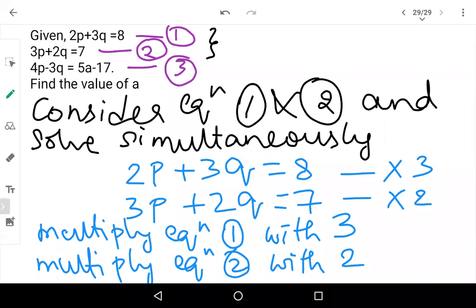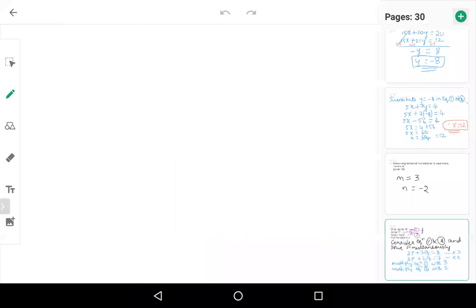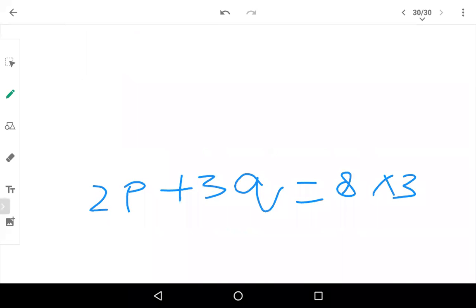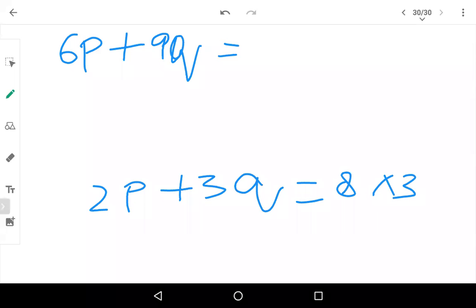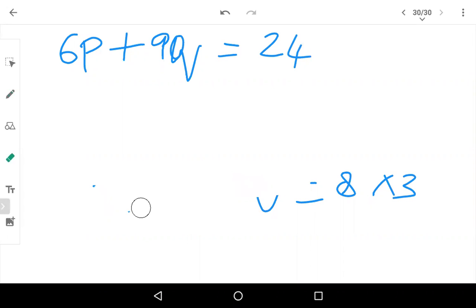Okay. Now let me add a new page here. So what is the first equation? 2p into, so we are going to multiply this into 3. So 2 3s are 6p plus 3 3s are 9q is equal to 3 8s are 24. So this is my first equation after multiplying the value 3 with equation number 1.